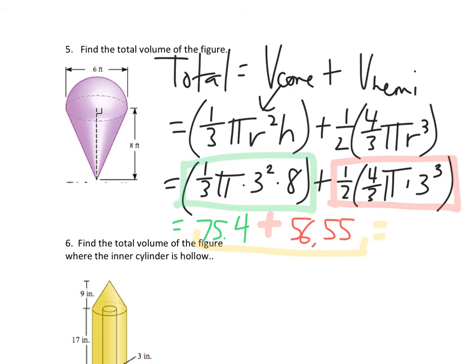And my final answer is 131.9 approximately, and that's feet cubed, cubic feet. So there's our composite figure where we had to add together the volume of a cone and the volume of a hemisphere, and we got 131.9 cubic feet.